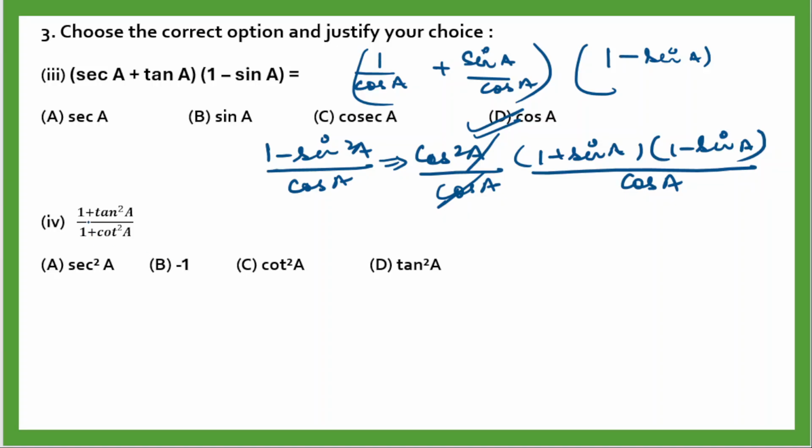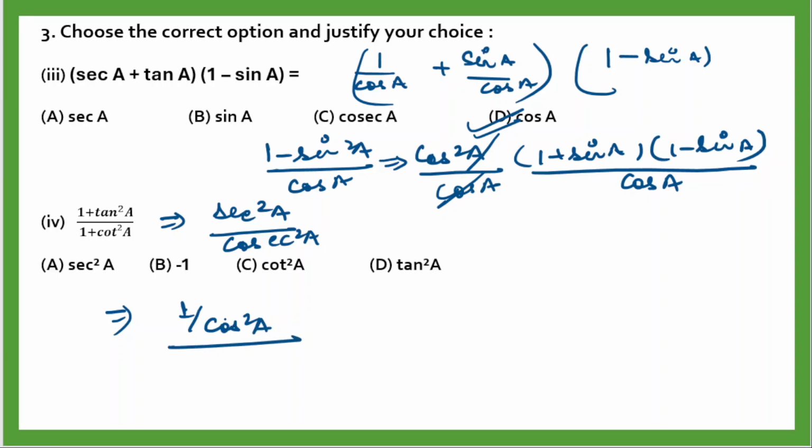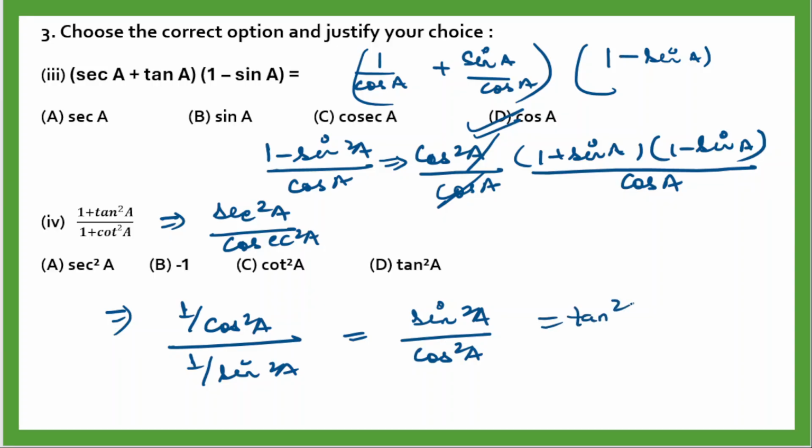Now, what is it? 1 plus tan square A, 1 plus cot square A. So we can write 1 plus tan square as sec square A, and we can write 1 plus cot square A as cosec square A. Now, by taking the LCMs, we can write it as 1 plus cos square A, we can write sec square A as cos square A, and this as 1 plus sin square A. So we can write this as sin square A divided by cos square A. And it is equal to tan square A.